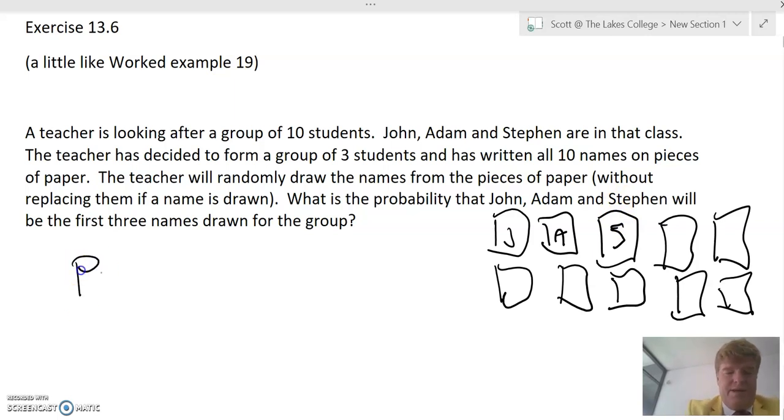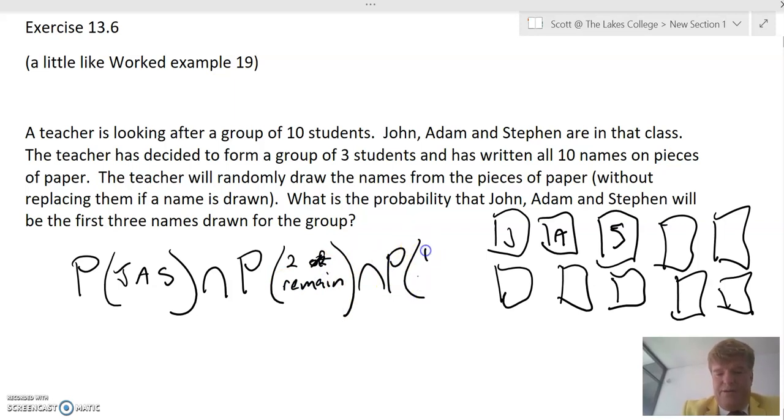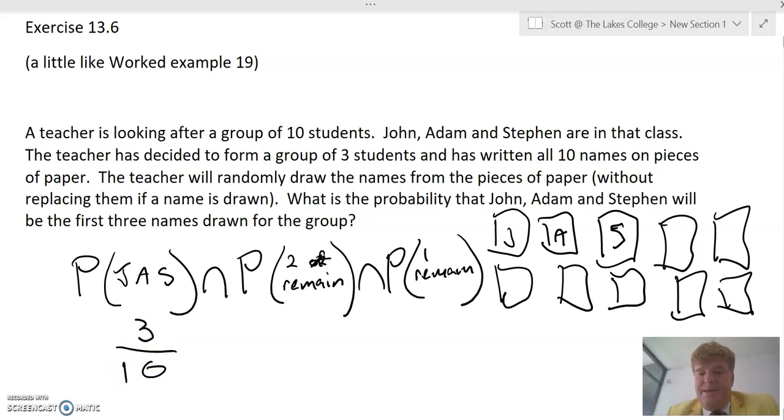So we're looking for the probability of either one of John, Adam or Stephen, then the probability of the 2 remaining, and then the probability of the 1 that remains. So there are going to be 3 drawn in a row of these students. So let's have a think. The first probability is not too hard to calculate because there's going to be 3 students and 10 pieces of paper.